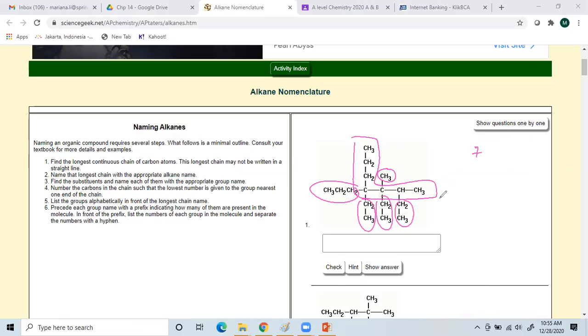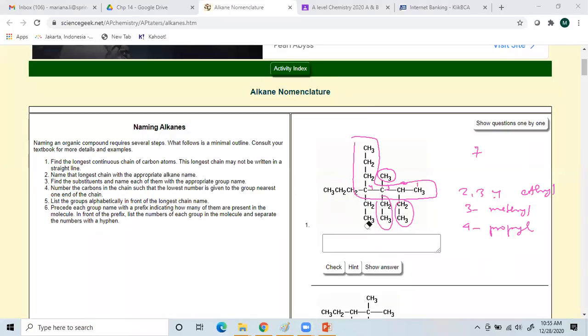1, 2, 3, 4, 5. And then the numbers will be 2, 3, 4. I will give numbers from this side. Okay, and then this is ethyl, and then at the third carbon, there will be methyl, and then at the fourth carbon, there will be propyl.